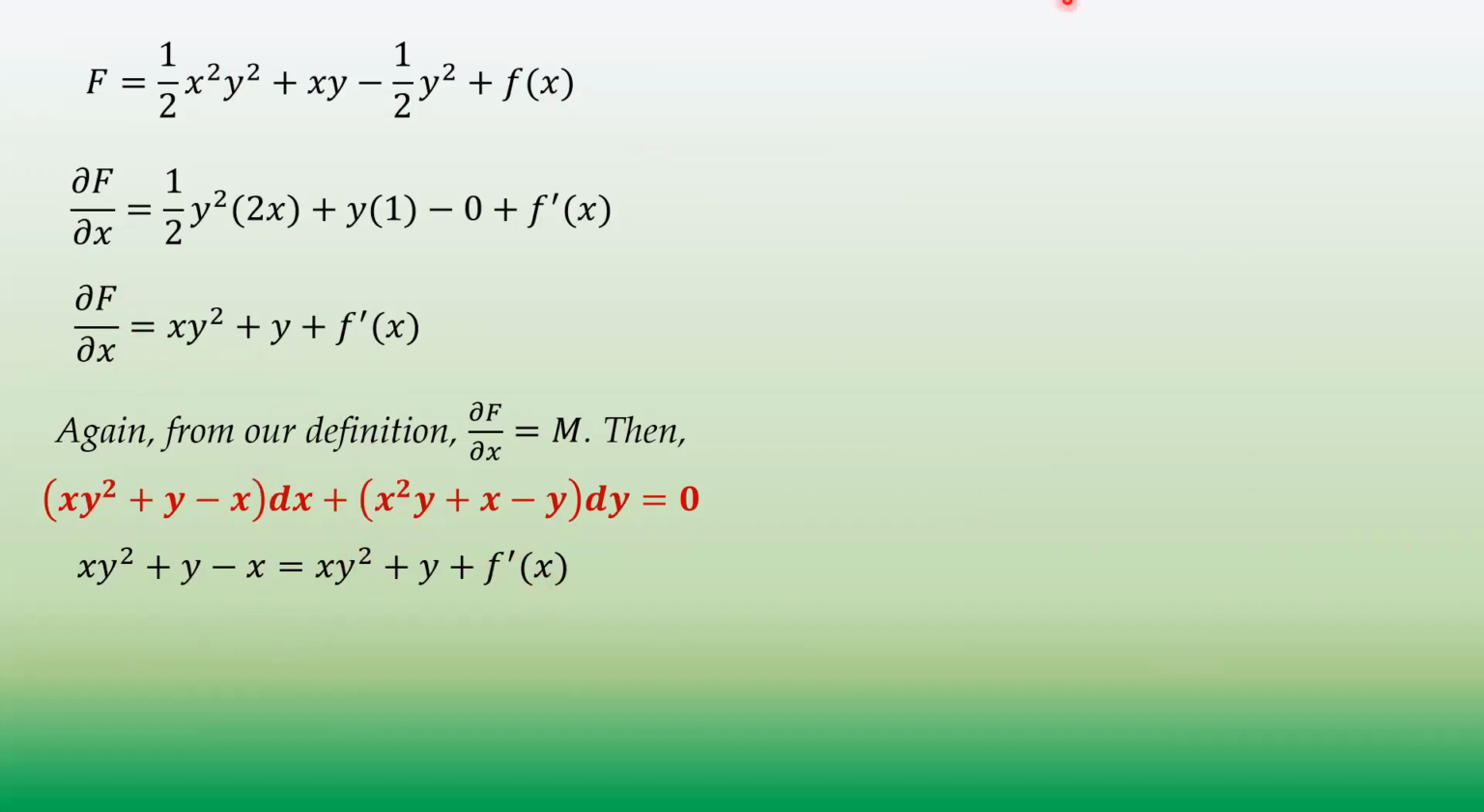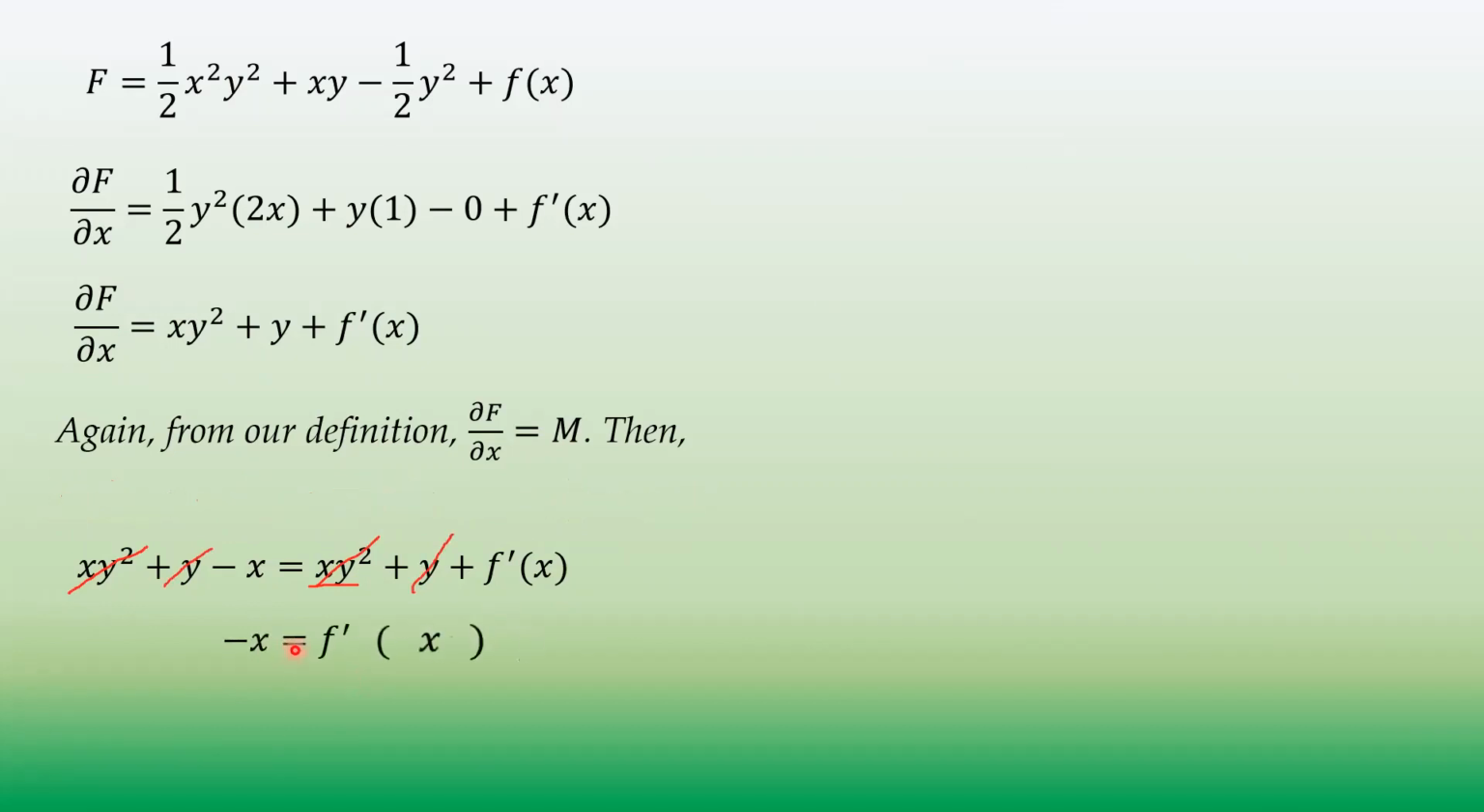So again, pag ito ay ating nilipat sa kabilang side, magsusubtract kayo, parehas silang xy squared. So masi-0. So cancel na natin yan. 0 na yan. Y minus y. So 0 din yan. Then we will have negative x equals f prime of x, or the f prime of x equals negative x. Okay.